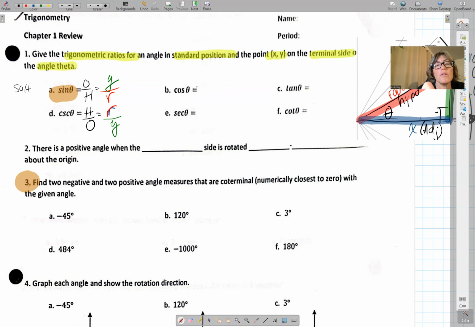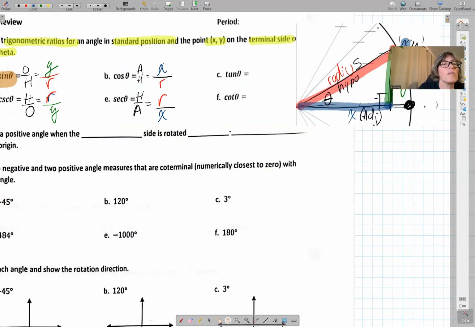Cosine is adjacent over hypo. In this case, our adjacent is x, and our hypo is the radius. And then secant is the inverse, so it's sha. Remember, cho, sha, cow. So this is h over a, which is our hypo, the radius, over our adjacent, which is going to be x in this case.